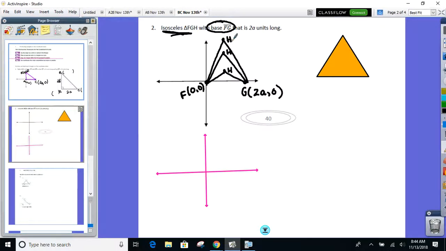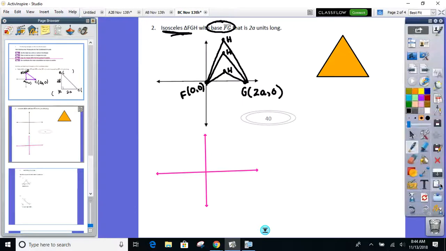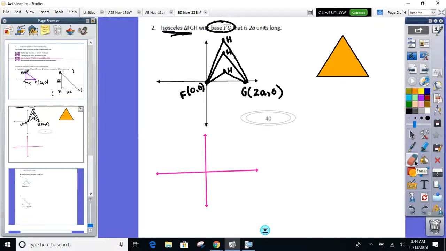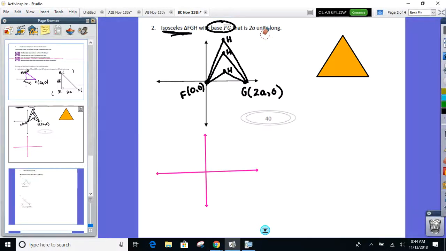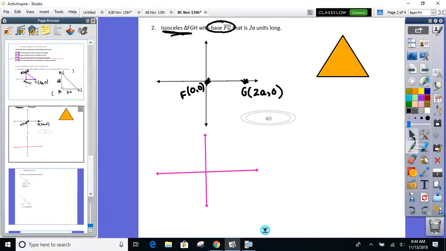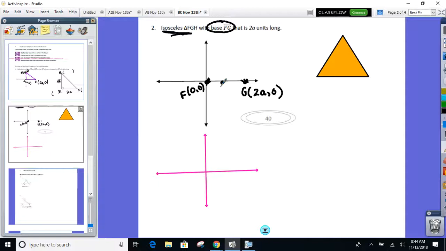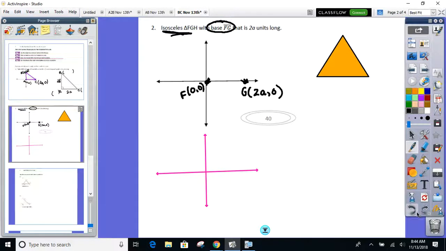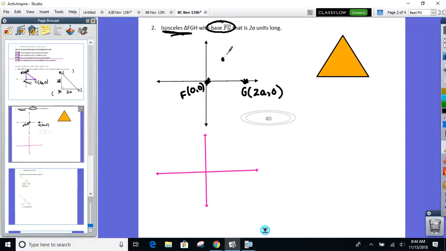It depends where I put it on the x-axis. If this is going to be isosceles, these two sides always need to be congruent. So where should I be putting point H in terms of F and G? Directly in the middle. Now, when I say in the middle, let's not pull one of those and put H right there. But yes, H definitely has to go halfway in between F and G.